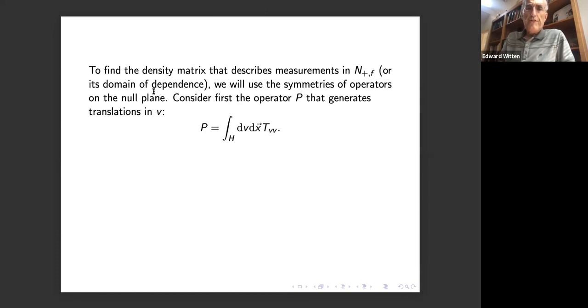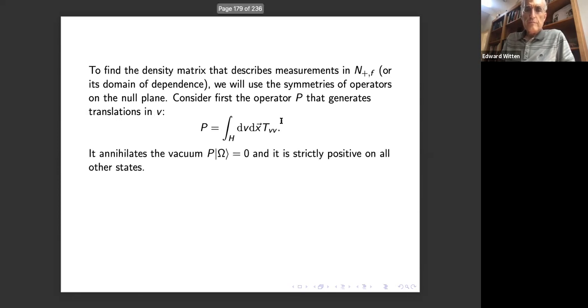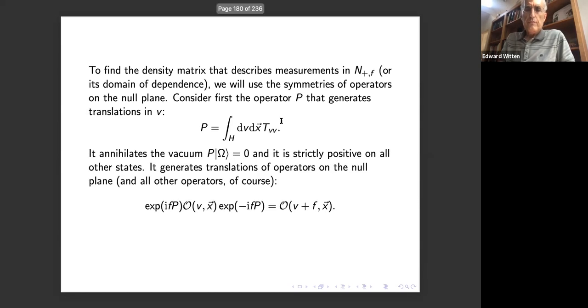Consider first the operator P that generates translations in V. It's this one. It annihilates the vacuum and it's strictly positive on all other states. It generates translations of operators in the null plane and all other operators, of course. So if F is a constant, it does this to an operator on the null plane.